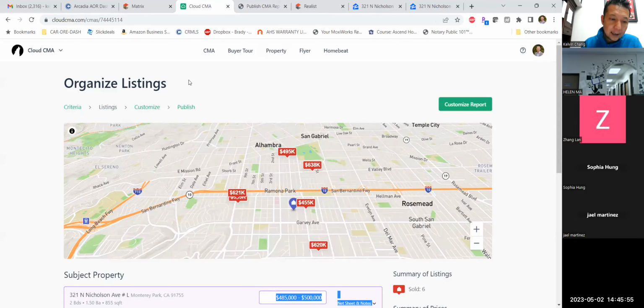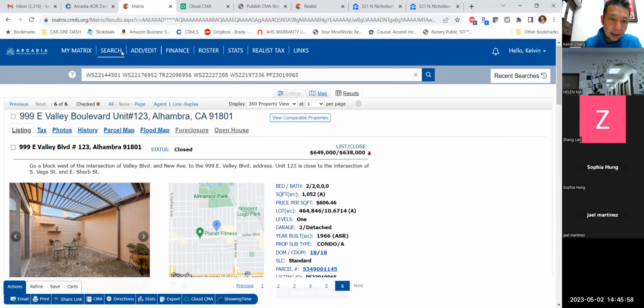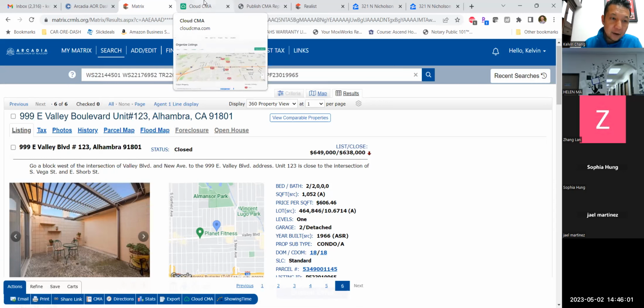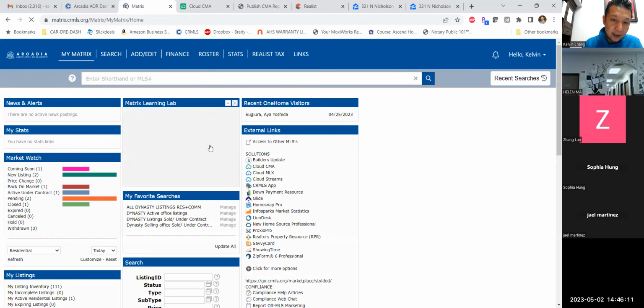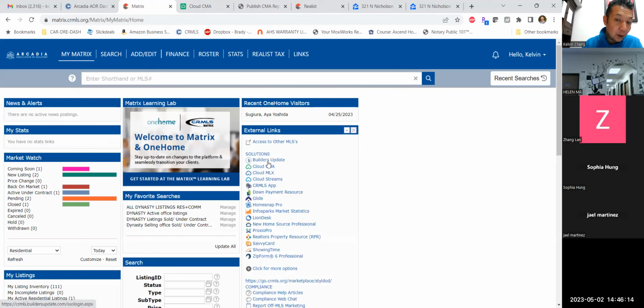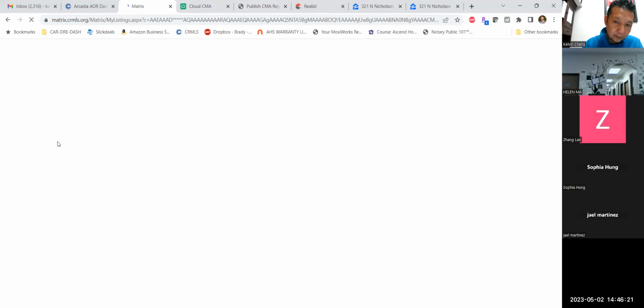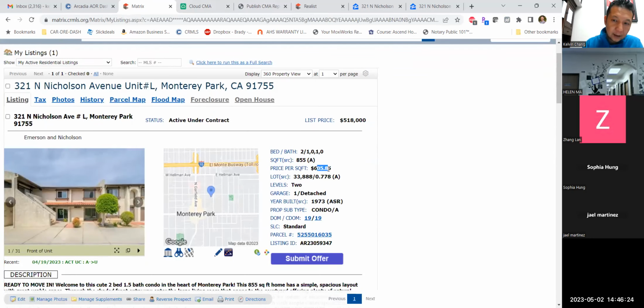Okay. Now going into my analysis, at 500 to 518, we priced ours actually the same. Okay. 605, 606 per square foot is where the market was maximum willing to pay. But at the same time, I'm happy to report to you we're active under contract at a much higher price.